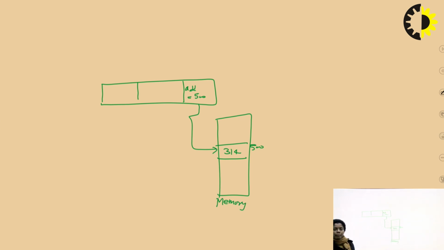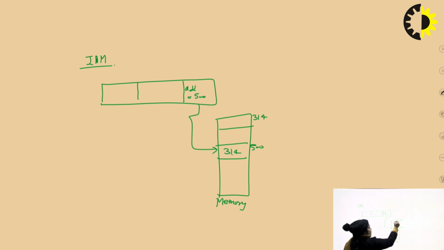So in the memory, this is the direct addressing mode. Now, where does the operand reside in the indirect addressing mode? This is the indirect addressing mode. Suppose the address 314 is here. Fine, 314 is here. So this is the indirect addressing mode.